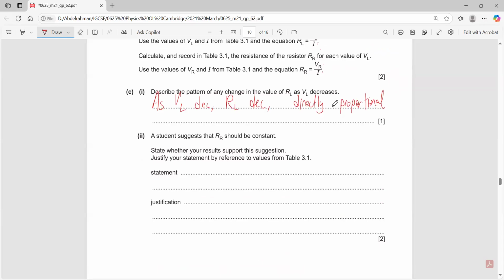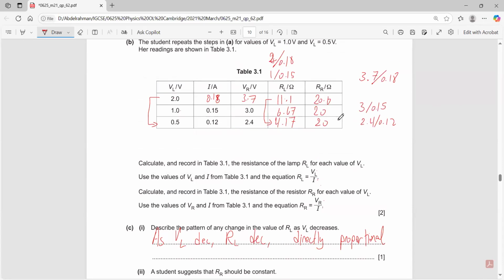The hypothesis suggests that RR should be constant. Is this true? RR. So we have 20.6, 20, and 20, which is quite obvious that they are constant. Even 20.6, is it different? No, it's not different. It is within the limits of experimental accuracy.